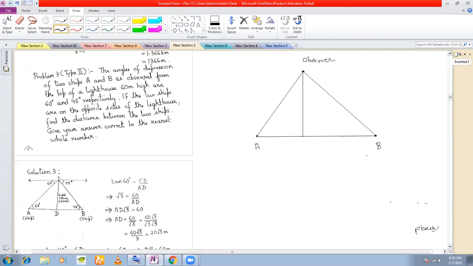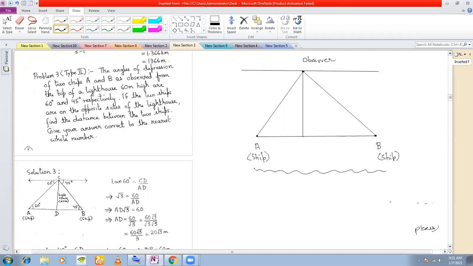The question is to find the distance between the two ships. So this is your ship and this is your ship. You need to find out the distance between the two ships. That means you will have to find out this distance. Now let us see what angles are given. The angles of depression are given. The horizontal is AB. In fact, this is also your horizontal.